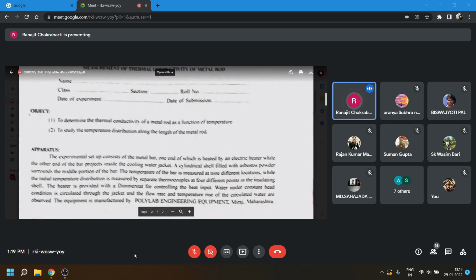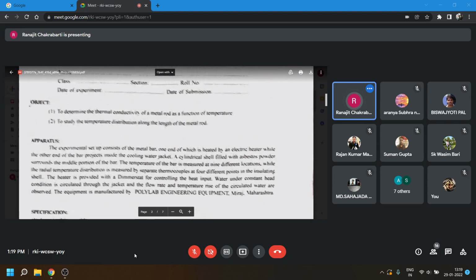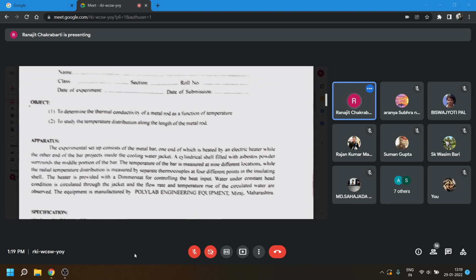Of course, there is an experimental setup. Let me go to the experimental setup. Before that, I'll tell you the objective of the experiment. The objective is to determine the thermal conductivity of a metal rod as a function of temperature. You know that for any solid, liquid, or gas, there is a property like thermal conductivity, but it varies with temperature for a gas and a liquid. For a gas and a liquid, the thermal conductivity never remains constant; it changes with temperature. But for a solid, it is taken as a constant.